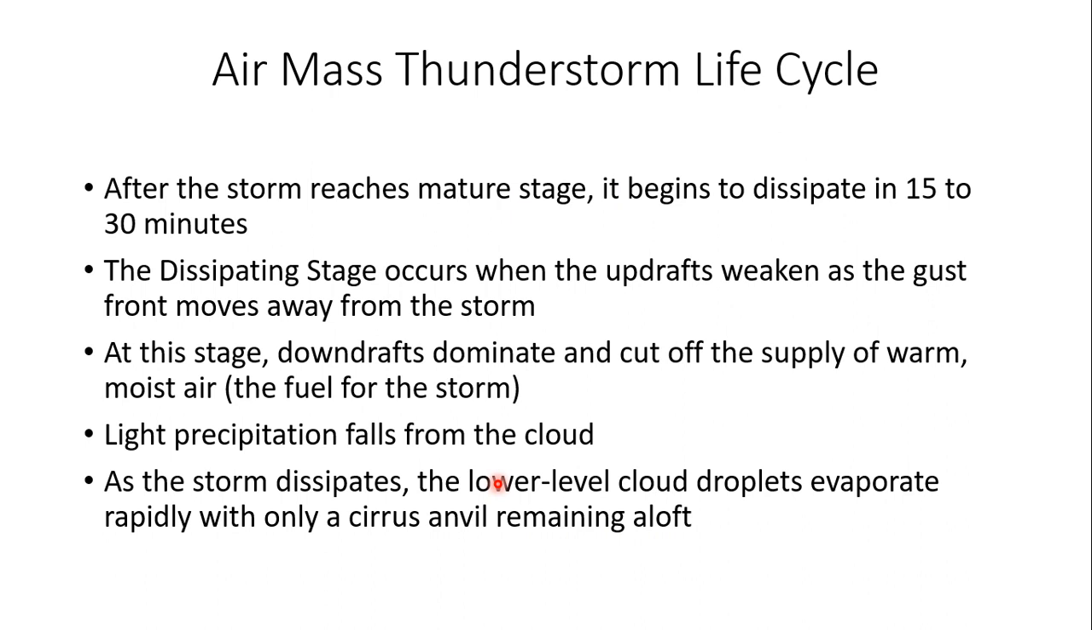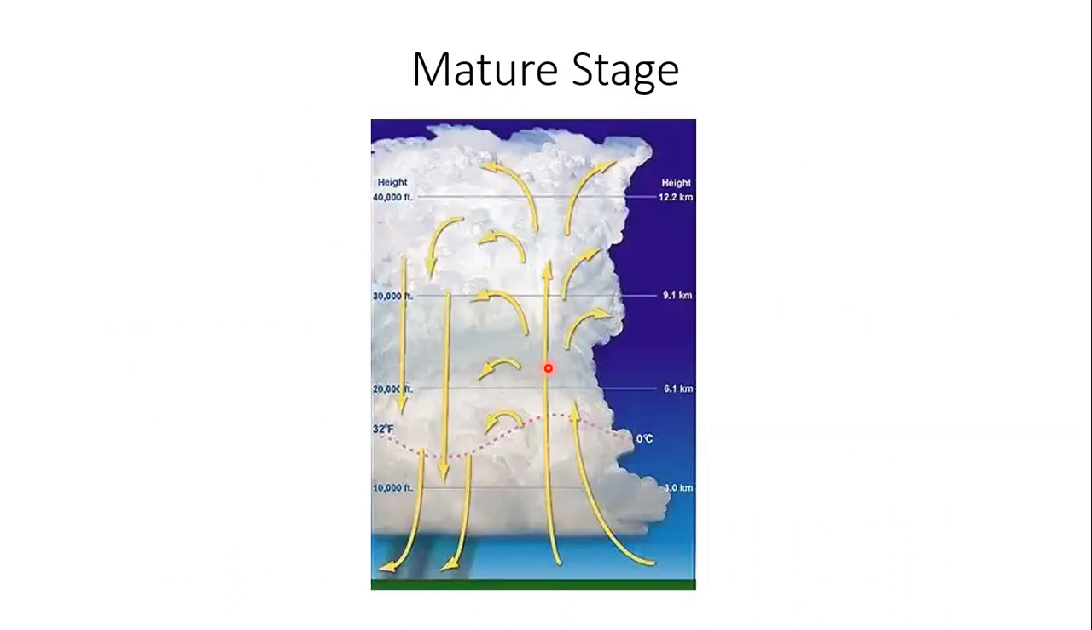So after the storm reaches mature stage, it will tend to dissipate in about 15 to 30 minutes. What's going to happen is these updrafts are going to be choked off, and the fuel for the storm, the warm, moist air from the surface on this side of the storm, is no longer going to be available. So during the dissipating stage, we go strictly to downdrafts, and that is basically going to destroy the necessary circulation, that vertical convection that's needed to keep fueling the storm.